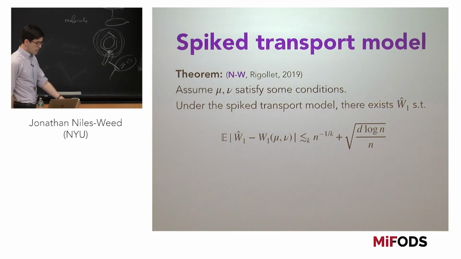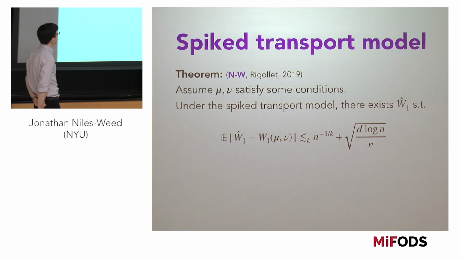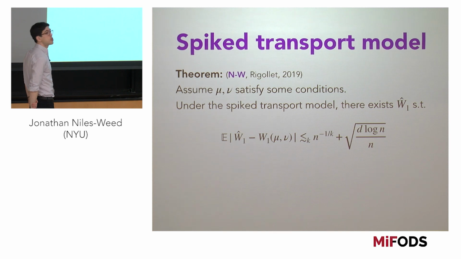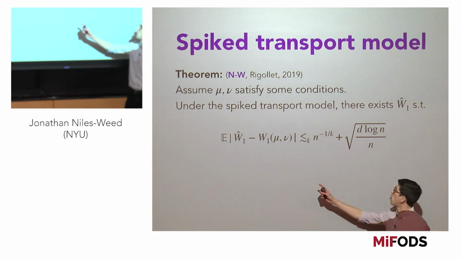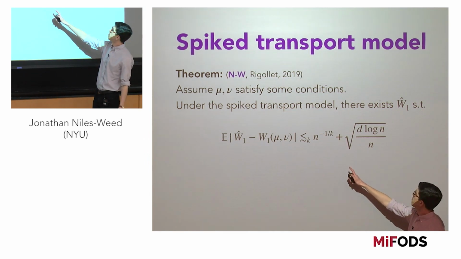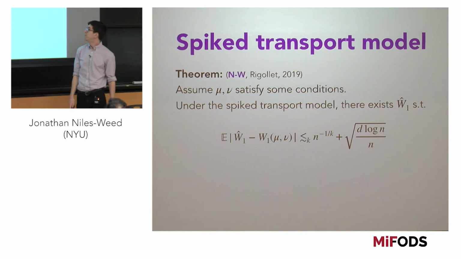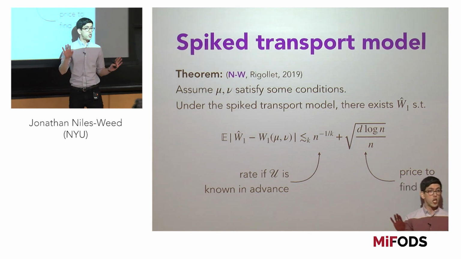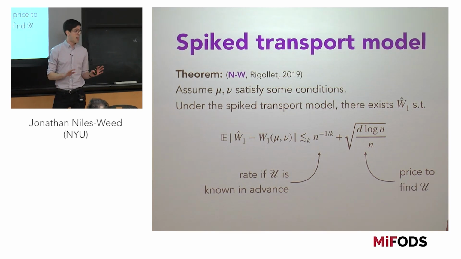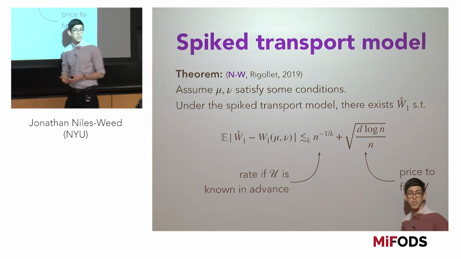So what we show are rates of the following form: if mu and nu satisfy some conditions, then under the spiked transport model, I can come up with an estimator that has behavior of the following form. So what do I pay here? I have n to the negative 1 over k plus a term that's like root d over n. Interpret the first term as just the rate that I would have to pay even if the subspace were known in advance, right? Even if I were just focusing on this k-dimensional slice where all the action is, this is what I would need to pay in order to estimate Wasserstein distances on that slice.